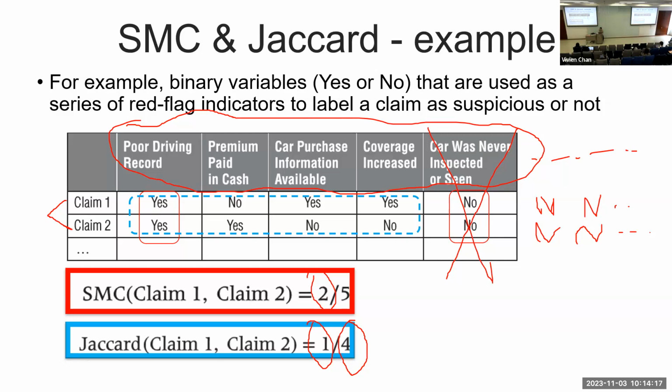Why? Why is using the Jaccard index more appropriate in this case, if we have many no-no matches?